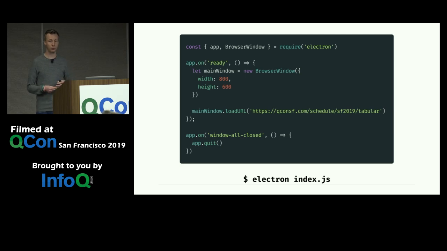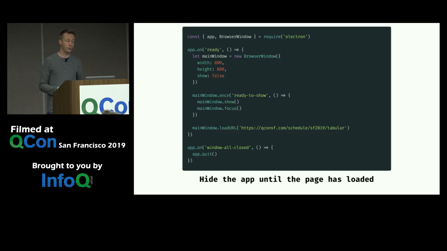And what we actually want to do is flip that around. We want to wait for showing the app until the page we're showing has loaded. And Electron gives us an event to do that called ready to show. When we create a new window using the browser window API, we initially hide it with show is false. Then we wait for the ready to show event, which is emitted after the page has fully loaded. And only then do we show the window. This guarantees your page is loaded before the window is shown.